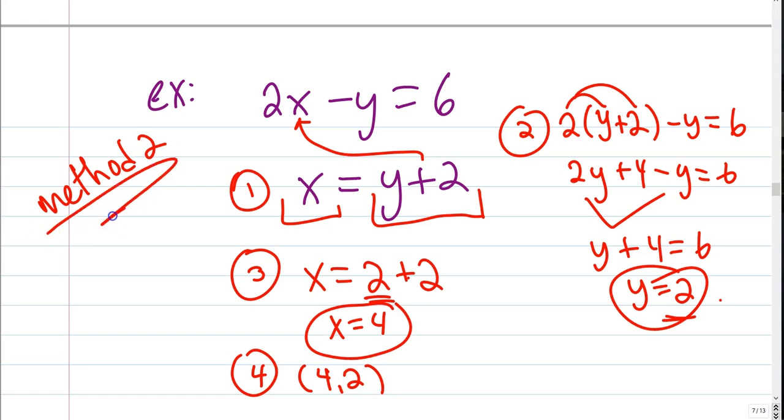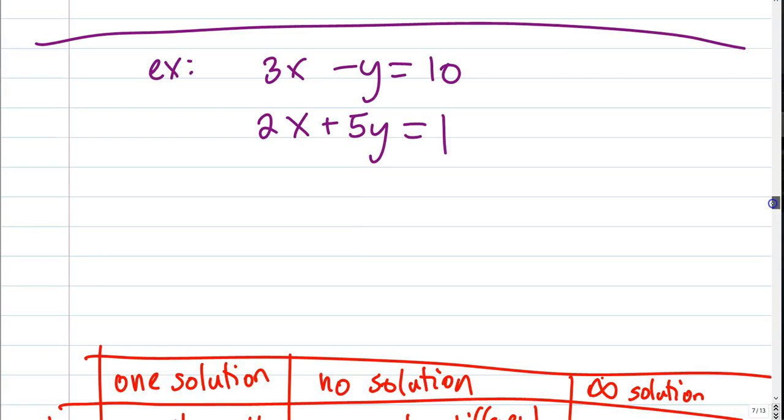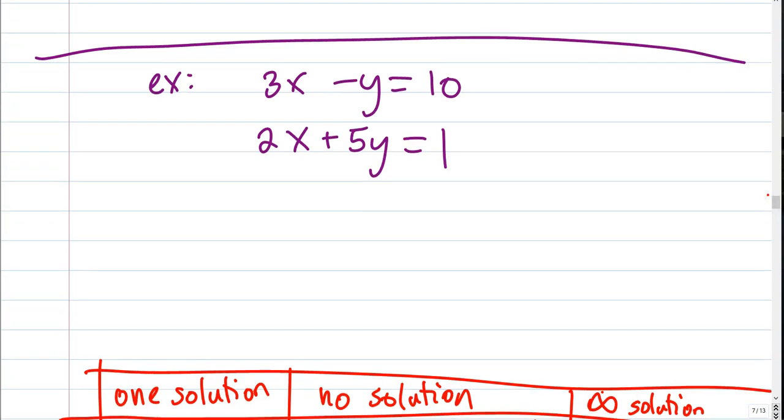So when will I use method 2? When this is already done. If I already have x equals or y equals, use method 2. Looking at this one, do I already have an x equals or a y equals? No, I do not. I don't have an x or a y. I definitely don't want to graph these. This one would have a y-intercept of like 1/5. Not fun.